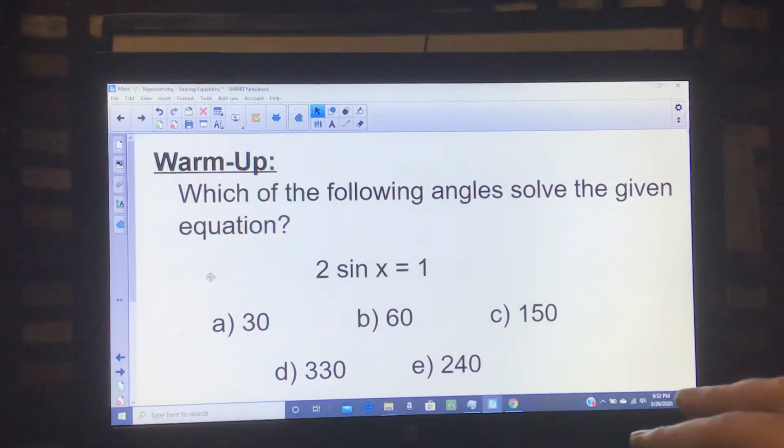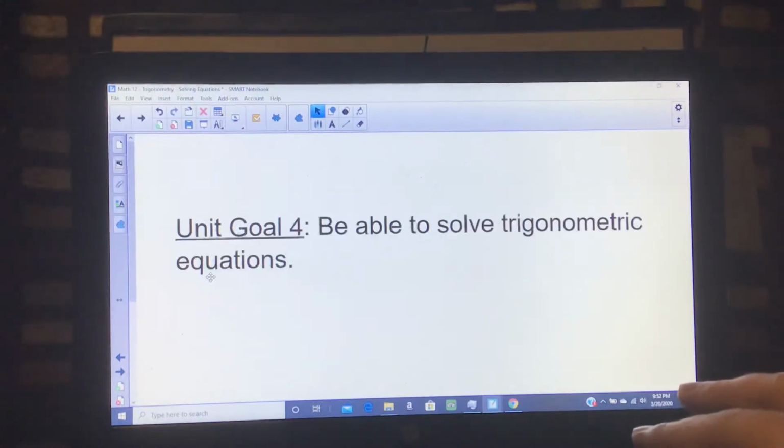So hopefully you get what's going on. I've never really taught this on a video before, and it's not the best topic to pick to start out with, but we'll try our best. As I usually give the goals, this goal is to be able to solve trigonometric equations.